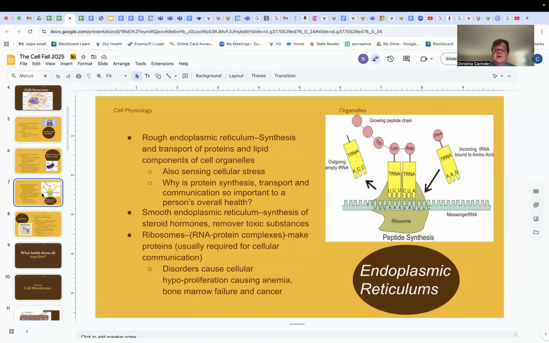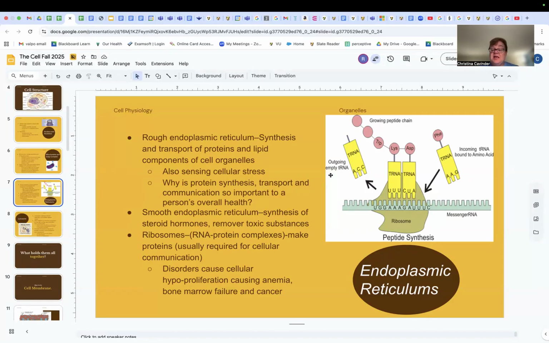So the rough endoplasmic reticulum synthesizes and transports protein and lipid components of the cell organelles. And it's sensing cellular stress. So when there's cellular stress, it causes more of these proteins to be made. So we talked a little bit about why proteins are so important, but they're important too for transport and communication within the cell so that the body knows what it needs and it can produce what it needs.